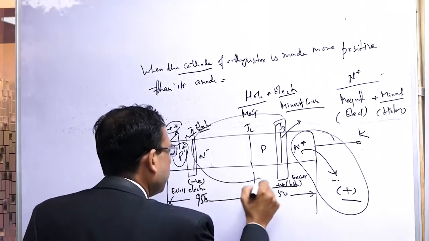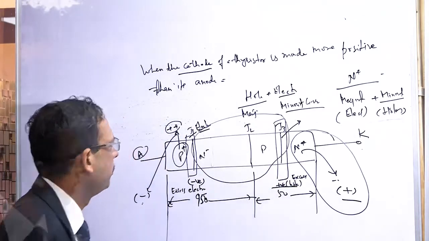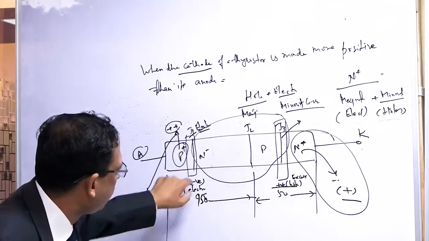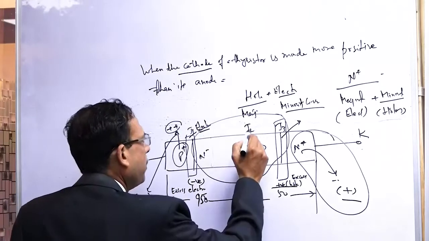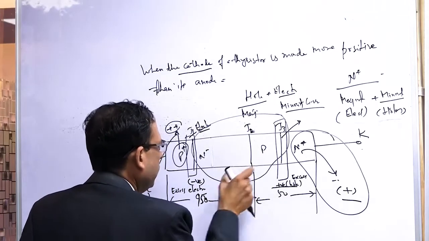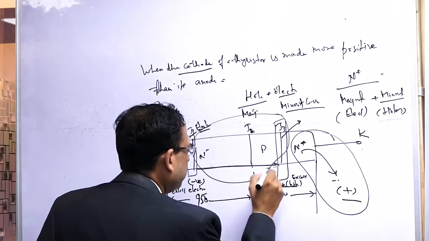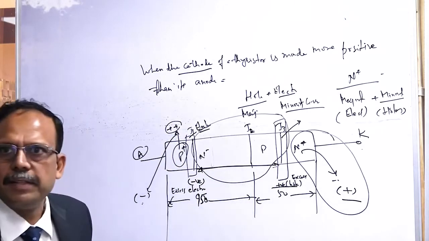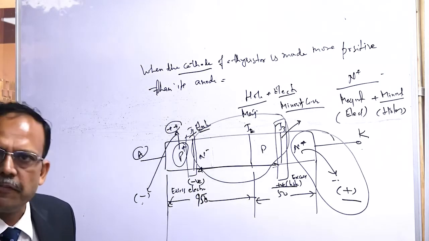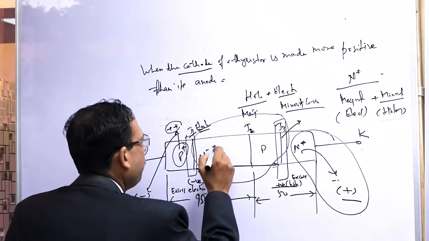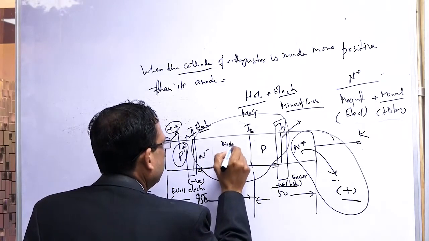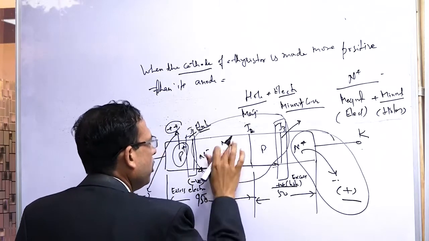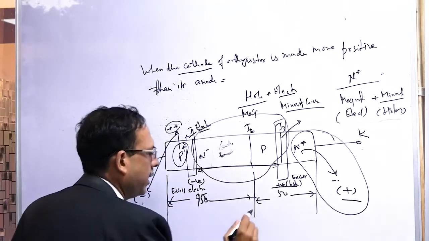Now, if this is positive and this is negative, and this is N and P, what will become of J2? If this is a P and we have got the positive terminal here, and this is N with the negative, what is this structure acting as? Yes, forward biased. It is conductive. It is a diode. Forward biased.